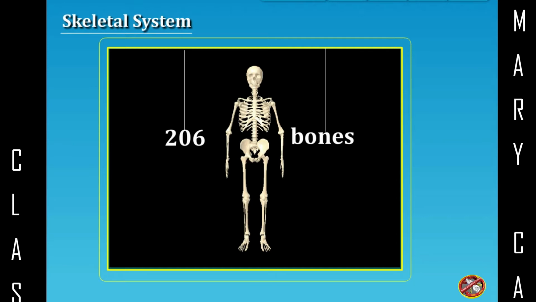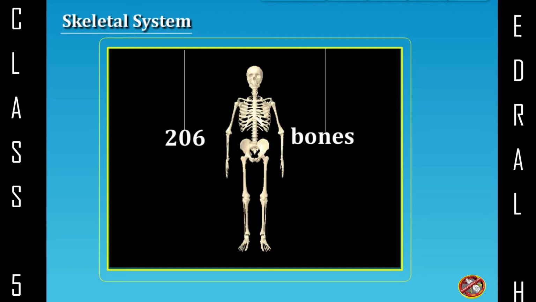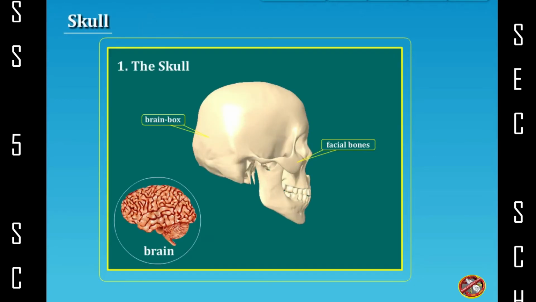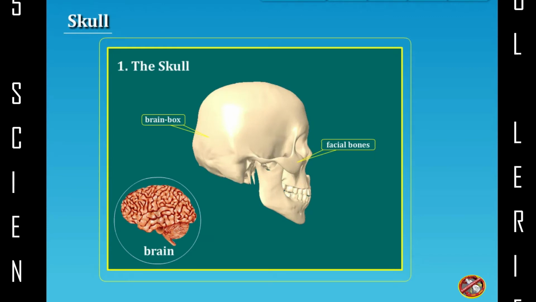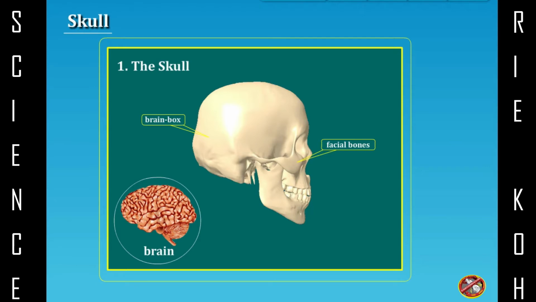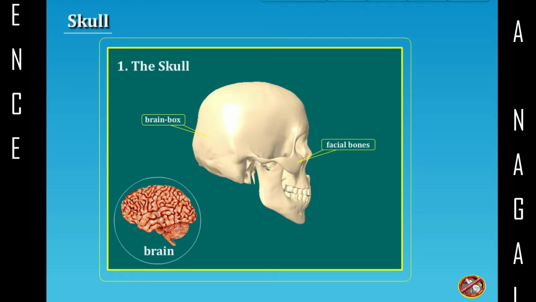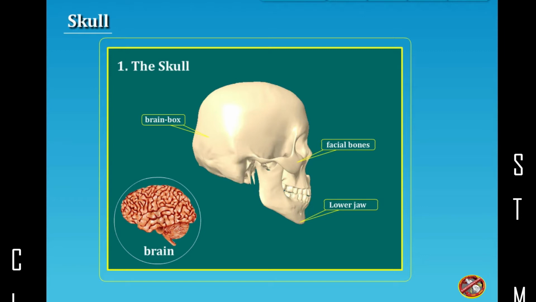The main parts of the human skeleton are skull, backbone or spine, rib cage and limbs. The skull. The skull of an adult human being has 22 bones. The upper portion of the skull protects our brain. All bones in the skull are fixed except the bones in the lower jaw that can move.